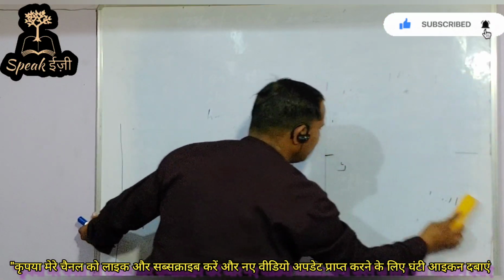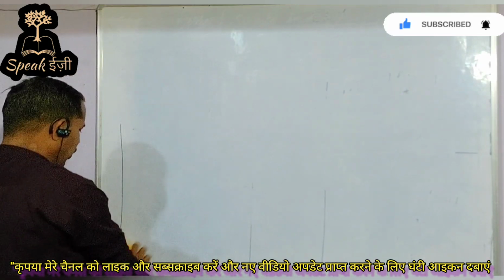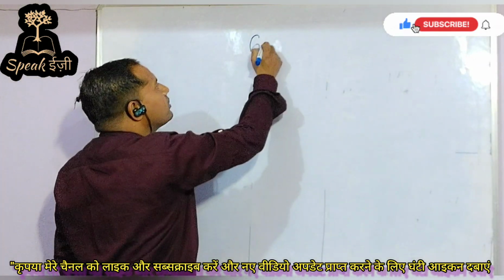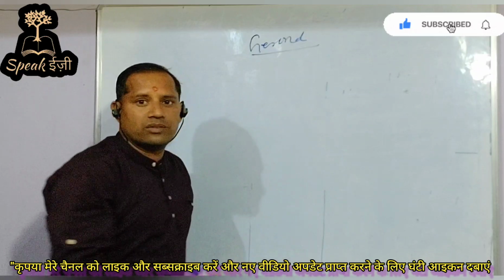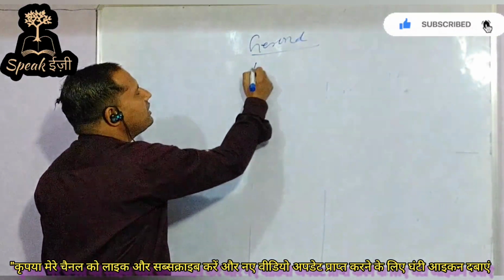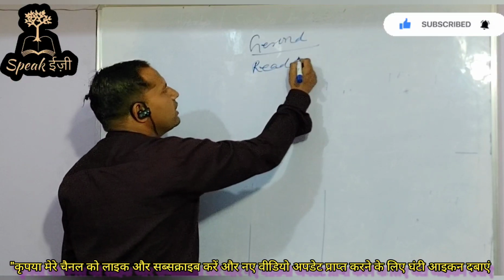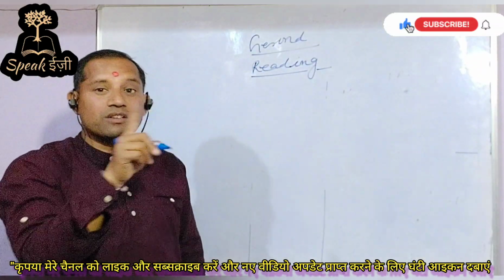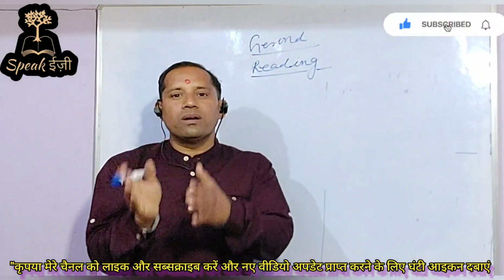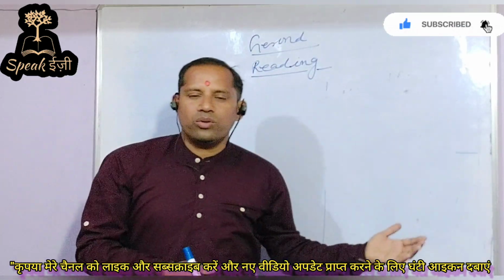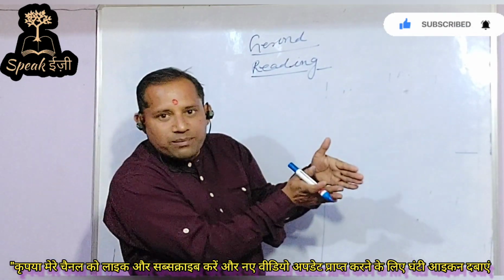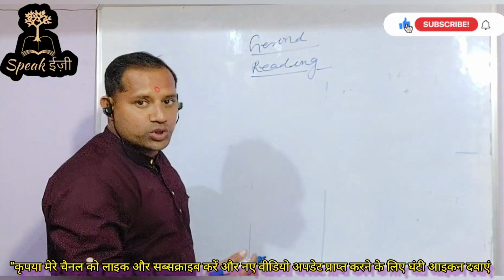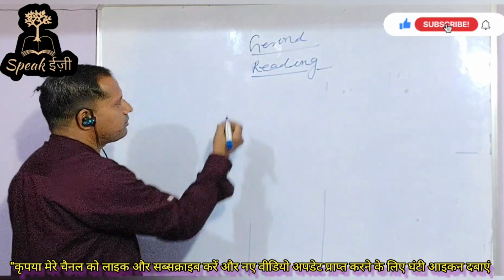The first thing is gerund. So what is gerund? When we write about the gerund, gerund means when we add ing with any verb, it is converted into a gerund when this verb is not used as a verb, but is used as a noun, and this noun can be used as the subject or the object of a sentence. So let me explore it with the help of an example.